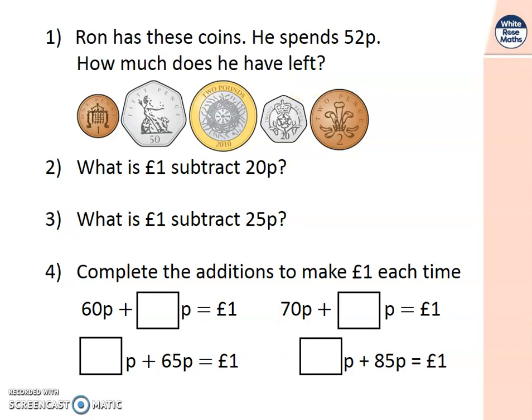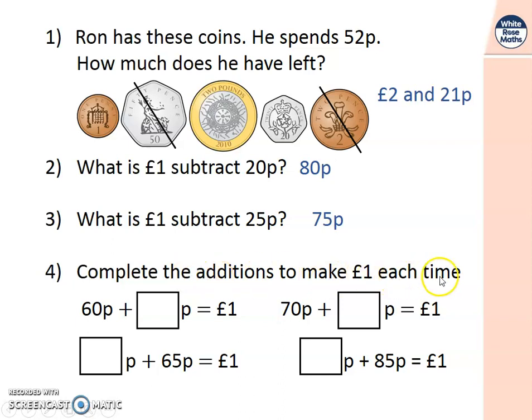Did you spot that we can take away 50 pence from here and 2 pence from there? Because that is what he spends. So we can now see how much he has left. £2.21. So £2 and 21 pence. What is £1 subtract 20 pence? That's 80 pence. What is £1 subtract 25 pence? Well, it's the same as the one before. We take away 20 pence and then we take away 5 pence more. So we need to take another 5 from there. That's 75 pence.